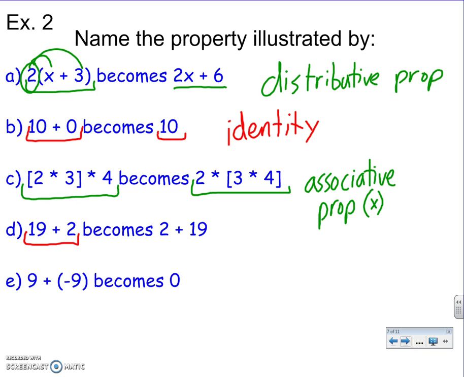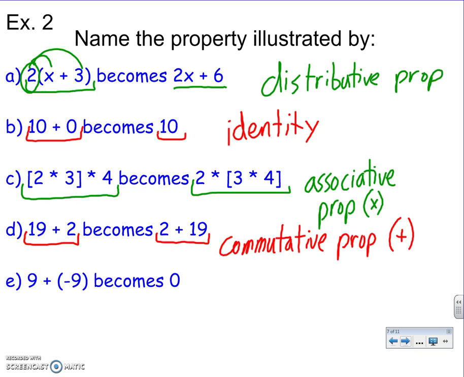All right, D. I start with this, 19 plus 2. I end with, or become 2 plus 19. What happened? They switched spots. The numbers commuted. Remember, commute means to move. I used to commute to work or commute to school. They switched spots. So I write commutative property. And then I tell of addition or multiplication. Well, there's an addition sign, so it's plus.